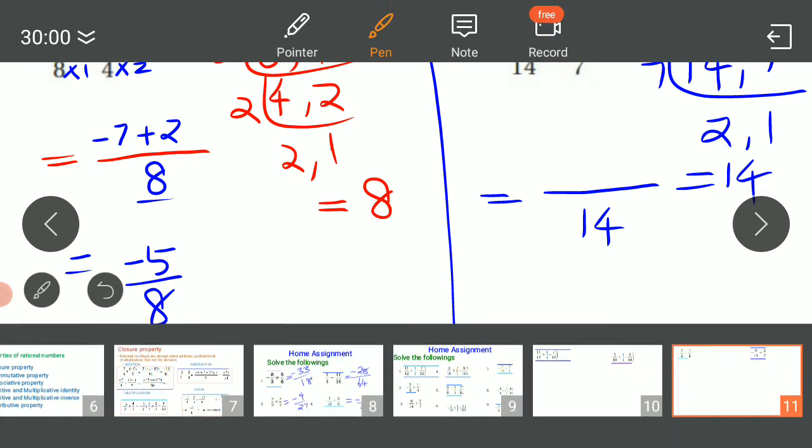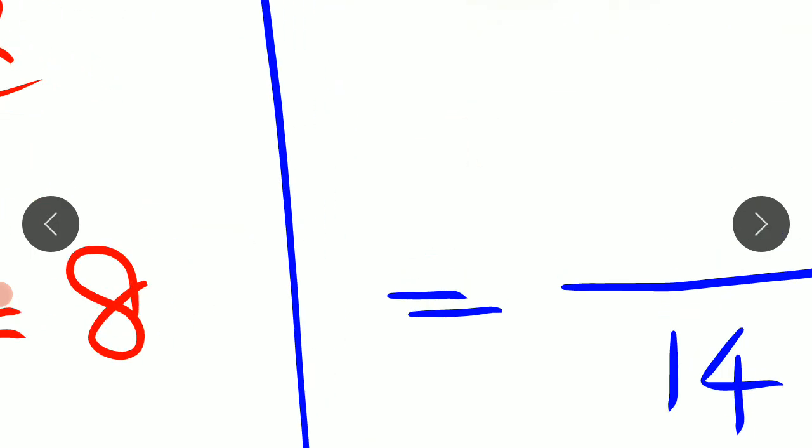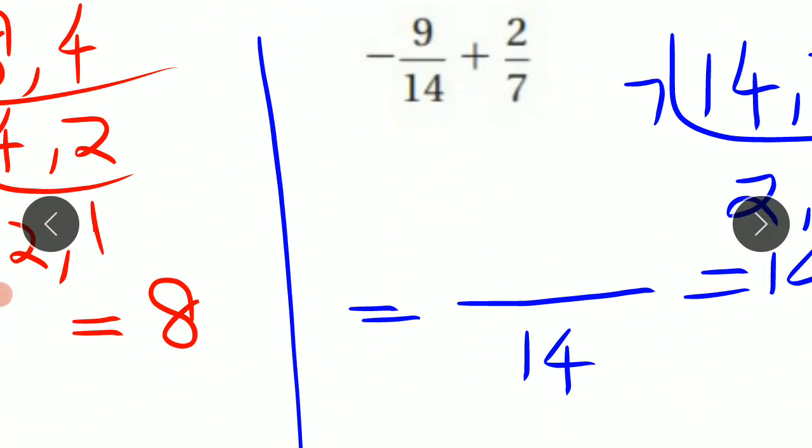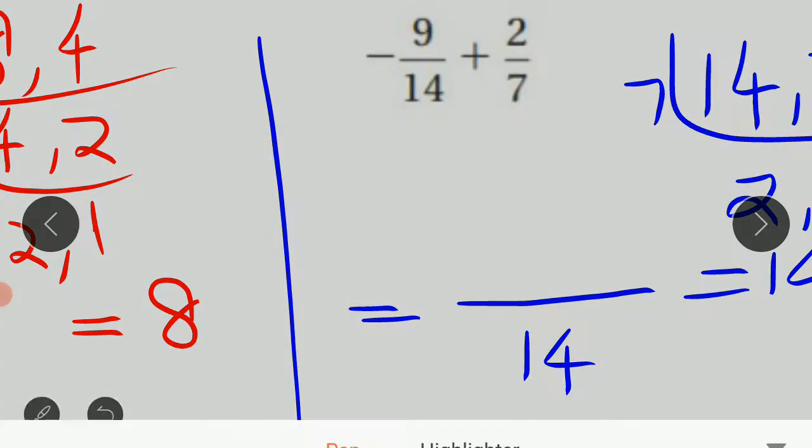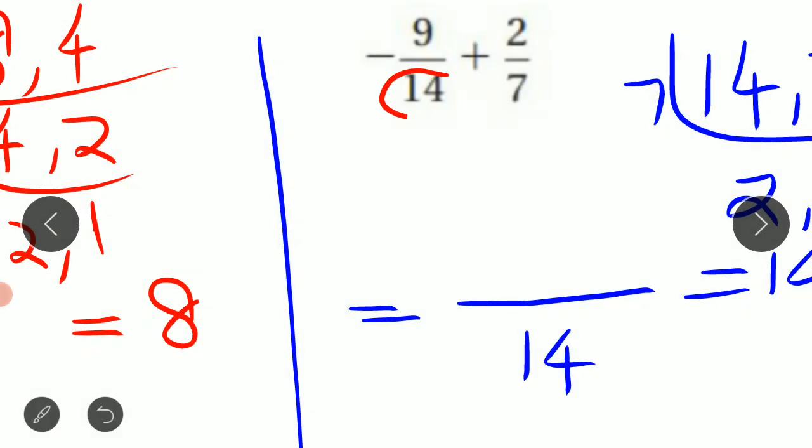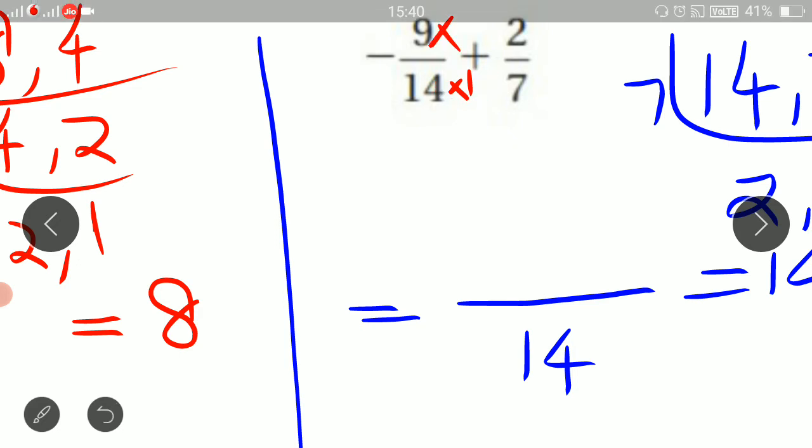Take the first denominator, 14. What is to be multiplied to get 14? Of course 1, is it? 14 ones are 14. With the same factor, multiply the numerator also.